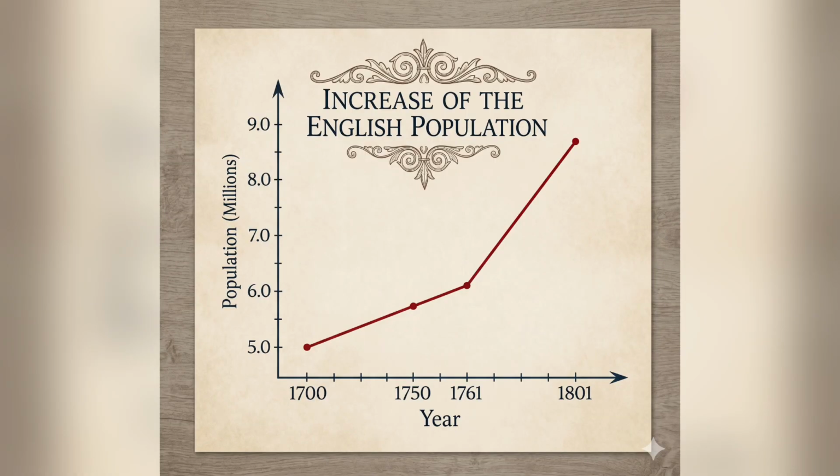Industrialization required a large and growing population to supply both factory labor and consumers for manufactured goods. And Britain experienced particularly rapid population growth in the 18th century compared to other European countries. In 1700, England's population was about 5 million, rising to roughly 5.7 million by 1750. This growth accelerated in the later decades of the century, increasing from 6.1 million in 1761 to approximately 8.7 million by 1801.